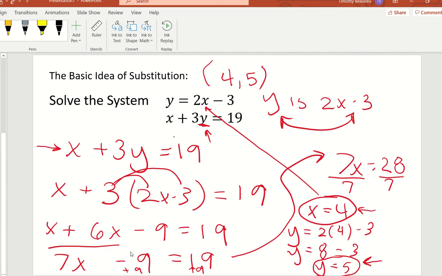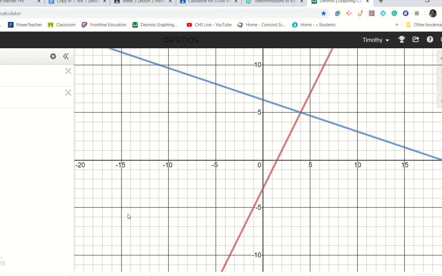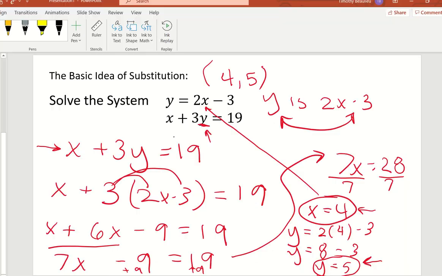Let me show you one last thing. In Desmos, I went and I graphed these equations. Your red line is y equals 2x minus 3, y-intercept at negative 3, slope of up 2 over 1, and the blue line is x plus 3y is 19. Where do they cross? Go figure. They cross at 4, 5. So that's a way to solve a system of equations by substitution.